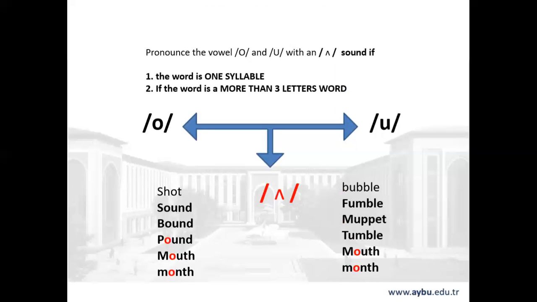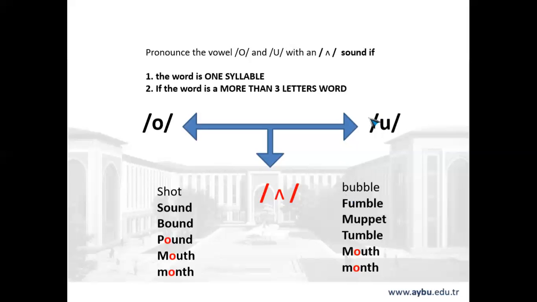What if the word is not a 3-letter word? Well, the rule still stands: so long as it is a 1-syllable word and it has more than 3 letters in it, then the sound is maintained and it's still pronounced as A. As can be seen here: shut, sound, bound, pound, muff, month.